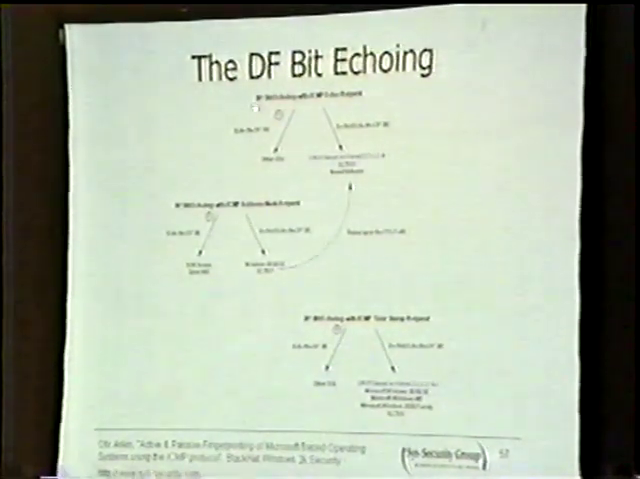Again, we just light up the DF bit with the ICMP echo request. The operating systems which do not echo back the DF bit, and they should not, if you think about it, they really should not echo back, are Linux, Ultrix, and Novell NetWare.